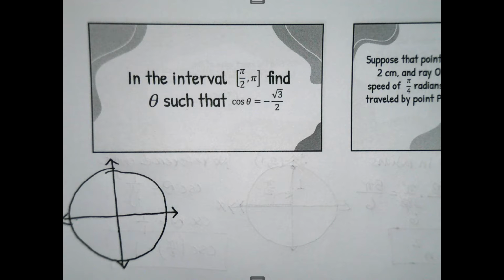In the interval from pi over 2 to pi, we want to find theta such that the cosine of theta is equal to negative square root of 3 over 2. We're essentially working backwards here. We know what the trig function value is, and we need to find the angle that makes that statement true.